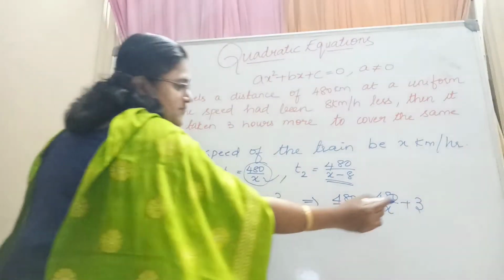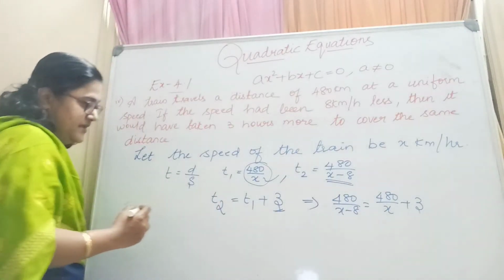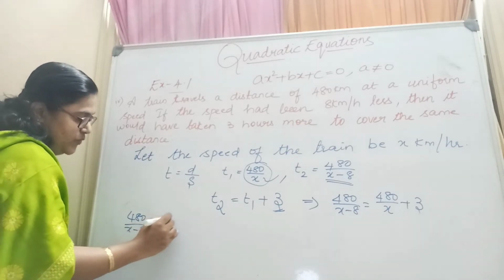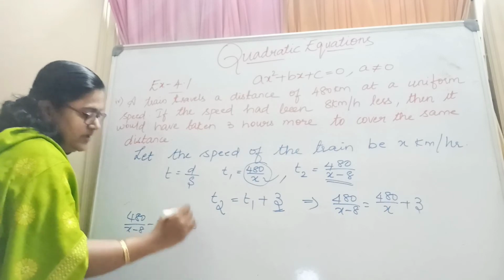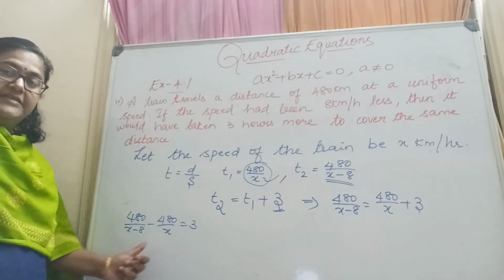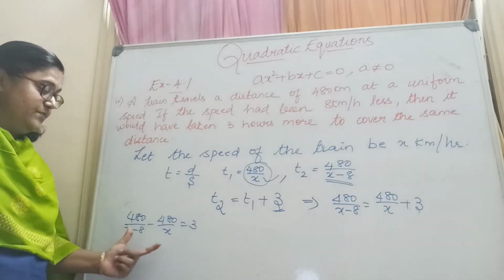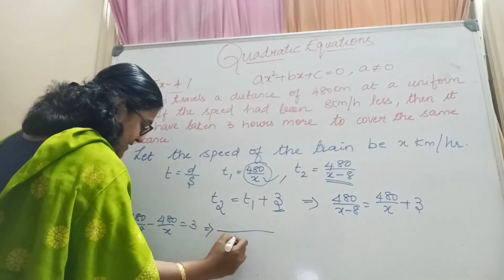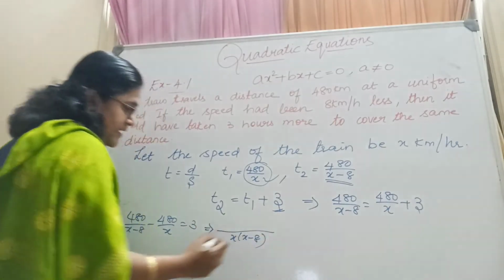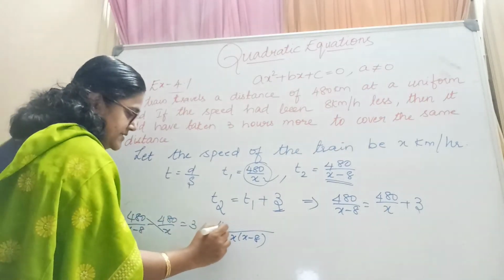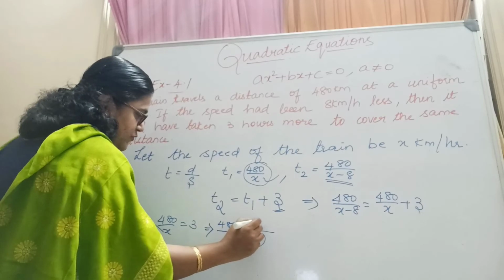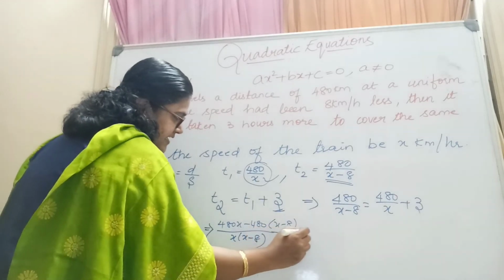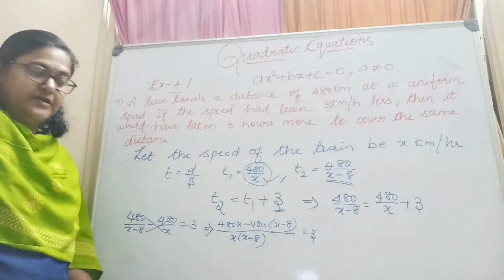Okay. Now, I will bring this 480 by x onto the left hand side. So, it is 480 by x minus 8 minus 480 by x is equal to 3. Now, I am going to take the LHS. I have unknown values here, so I am simply going to multiply this for LCM. So, this implies x into x minus 8 for the LCM, and just cross multiply. 480 into x minus 480 into x minus 8 is equal to 3. Now, we will simplify this further.